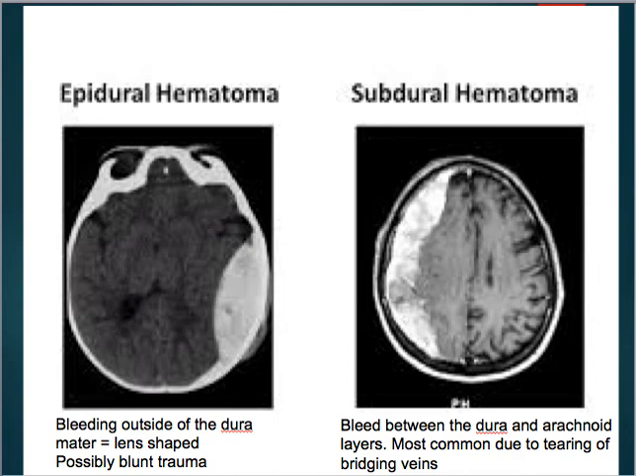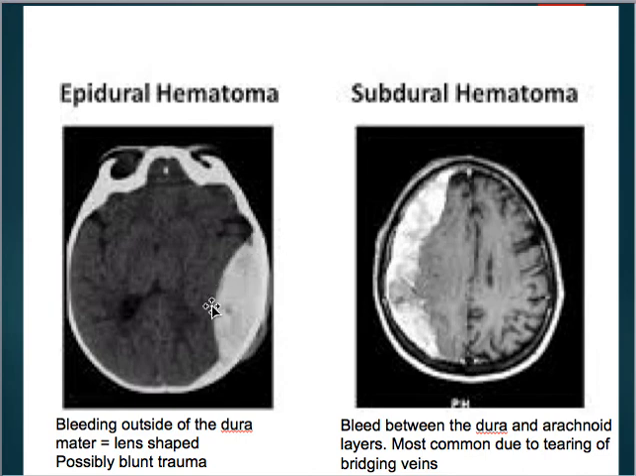These are some different hematomas. We have an epidural hematoma and a subdural hematoma. The epidural hematomas represent a lens, like a contact lens, that curved shape. Epidural hematomas are bleeding outside of the dura mater. A lot of times they're caused by blunt force trauma, so hitting their head, falling down, something along those lines. A subdural hematoma is a bleed between the dura mater and the arachnoid layers. This is most common due to tearing of bridging veins.